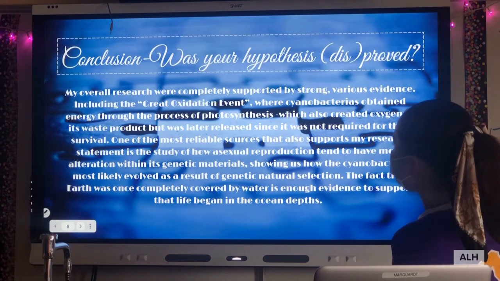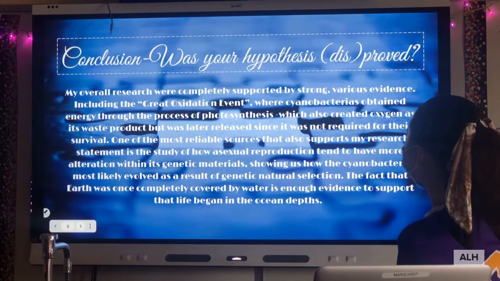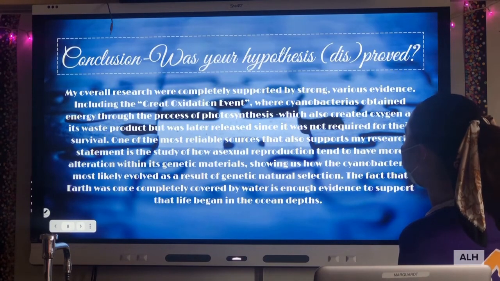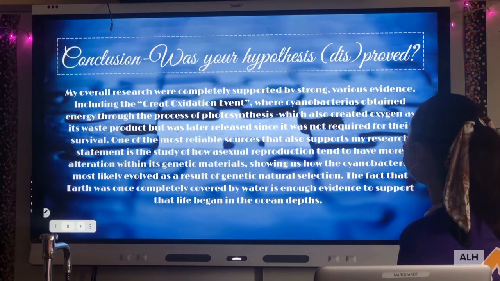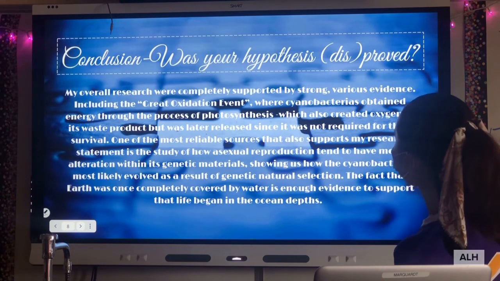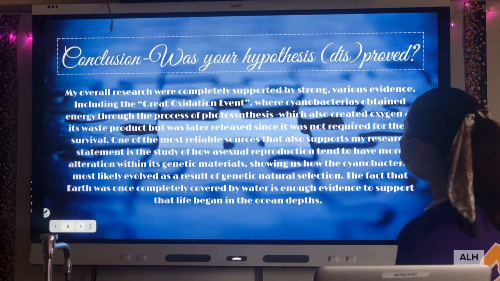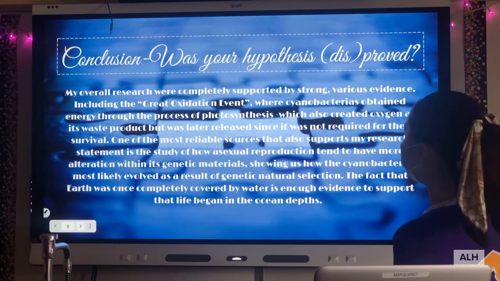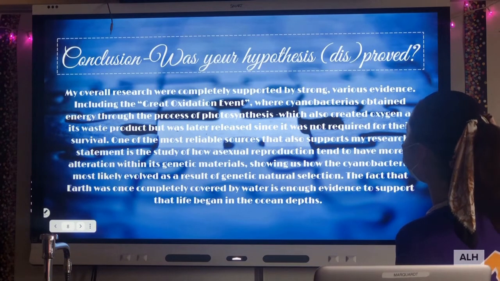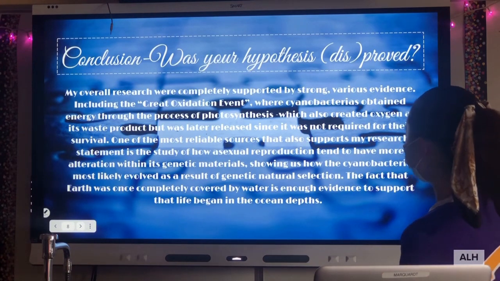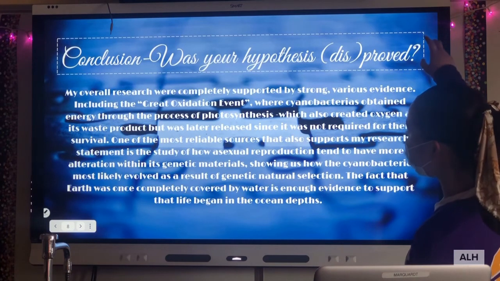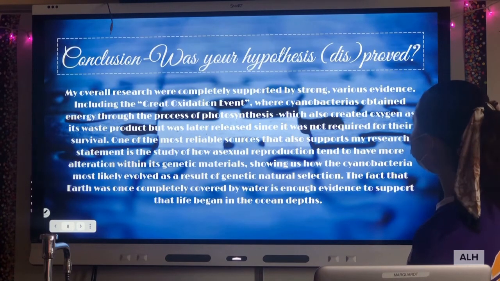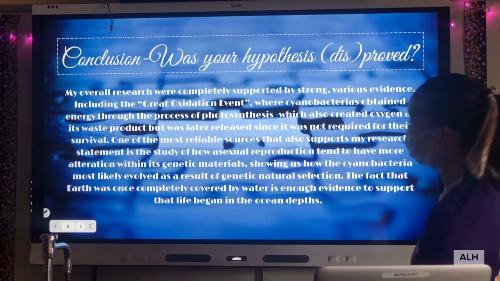And one of the most reliable sources that also supports my research statement is the study of how asexual reproduction tends to have more alteration within its genetic materials, showing us how the cyanobacteria most likely evolved as a result of genetic natural selection. So the fact that Earth was once completely covered by water is enough evidence to support that life began in the ocean depths.